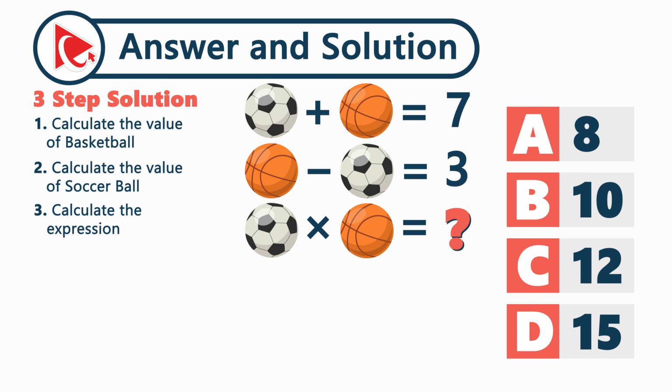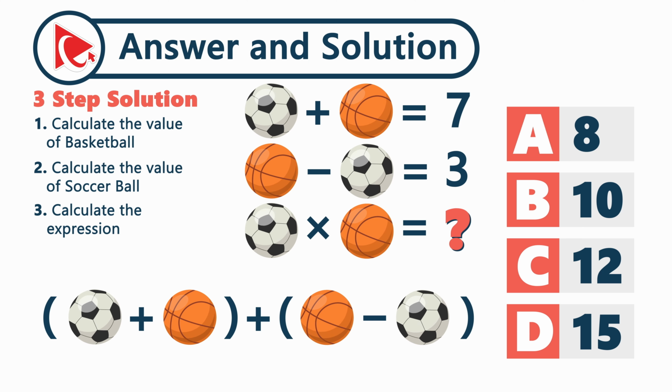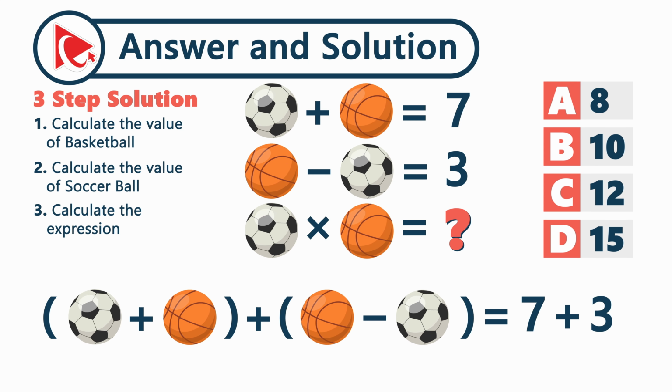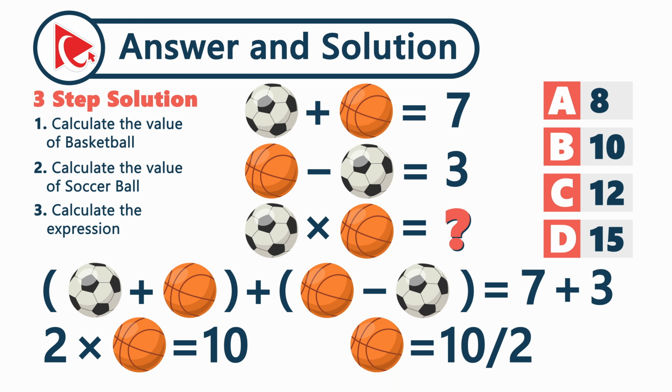First, let's join 2 equations together. Soccer ball plus basketball in parentheses plus basketball minus soccer ball in parentheses equals 7 plus 3. After we simplify, we learn that 2 basketballs equals 10, which would mean that one basketball would equal 10 divided by 2 and would equal 5.